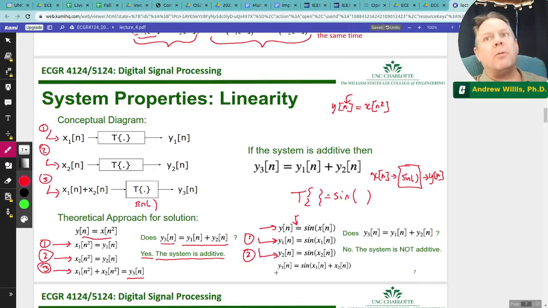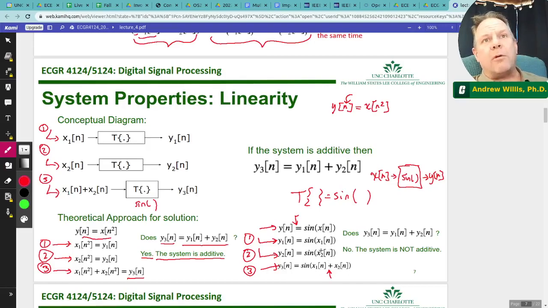This is the place where most students run into a problem. They forget it's not just the addition of these two, it's that the addition of x1 and x2 all goes into the argument of the sine. And so this is step 3. And so we've done the 3 steps correctly here. And now we have to ask ourselves, is y1 plus y2 equal to y3?